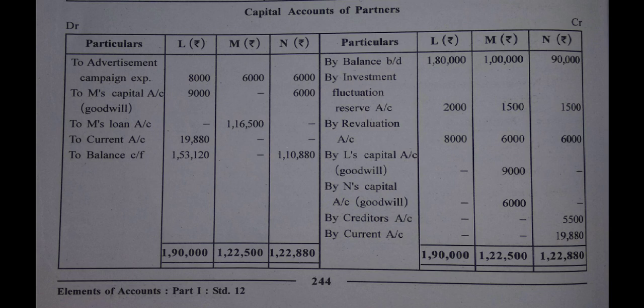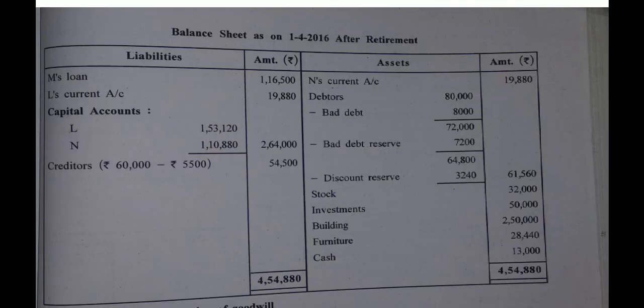1,22,500 minus, come towards debit side, 6,000, and the amount of difference is 1,16,500, which is to be kept as a loan. Why? Because in the given question nothing is instructed about the payment of cash to the retiring partner. This is the reason we are keeping it as a loan. Alright. Second effect for loan, you know this very well. In the new balance sheet, you can see M's loan 1,16,500.